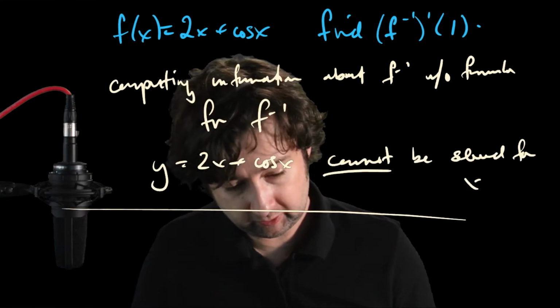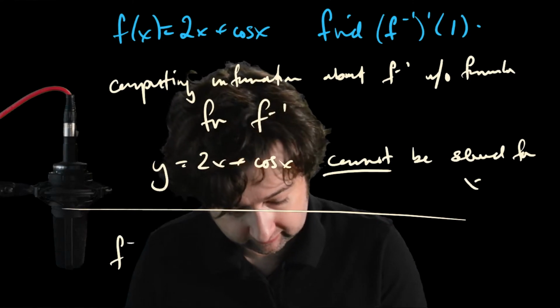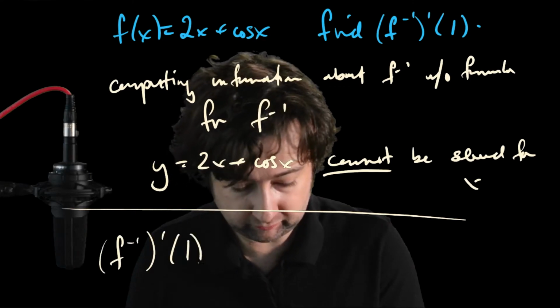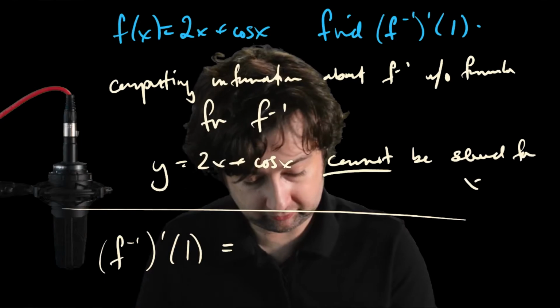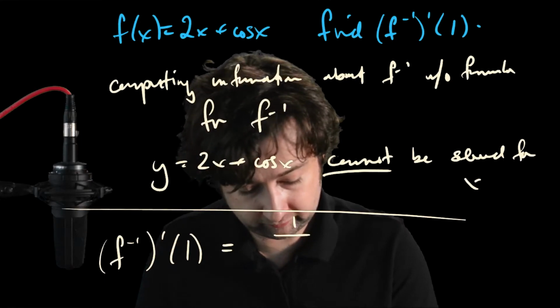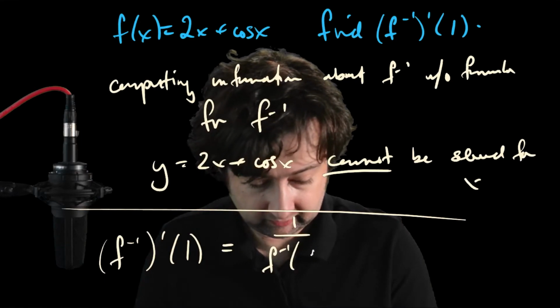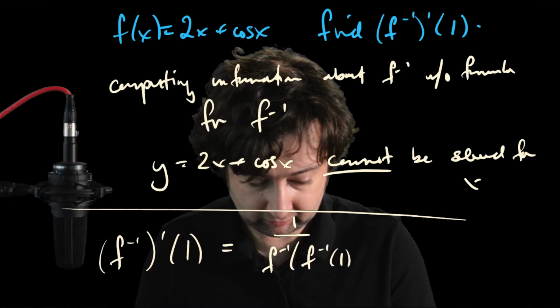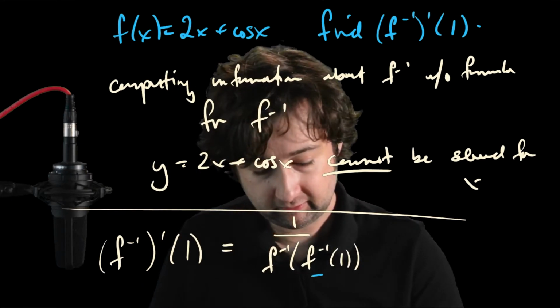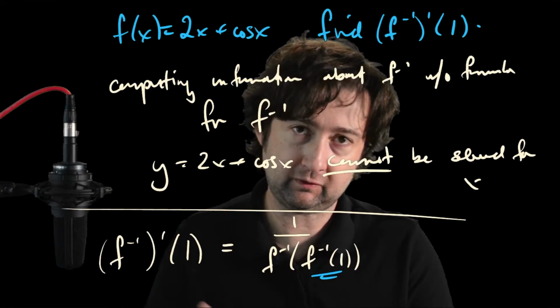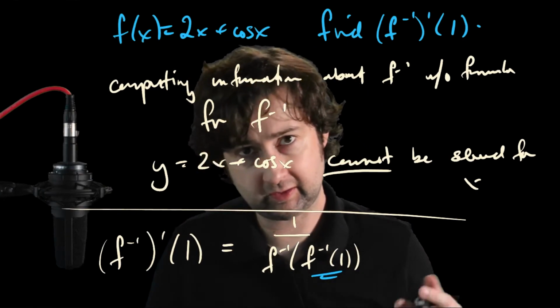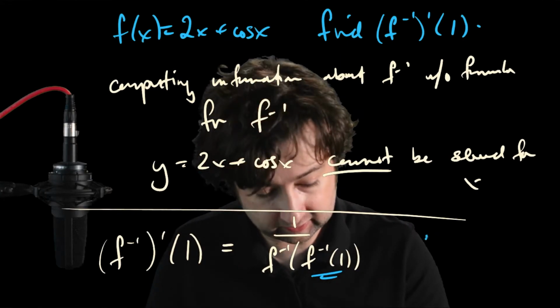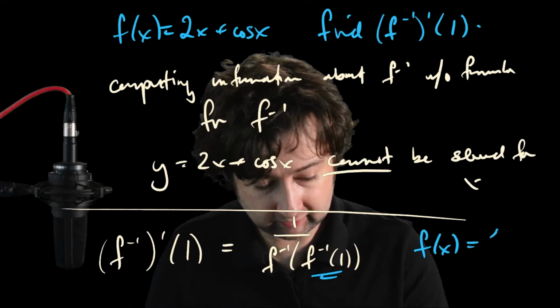We want to use the formula f inverse prime of 1 must be equal to 1 over f prime of f inverse of 1. Okay, so this still begs the question how we find f inverse of 1. And in this particular case, that means that we're looking for an x so that f of x is equal to 1. So this particular problem we're going to do by inspection.